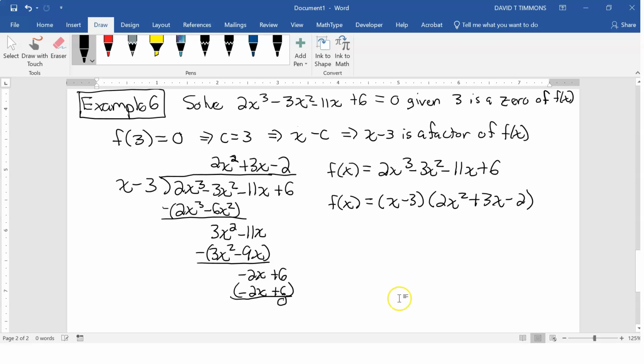Now, what makes these factors 0? Well, this is the original 0 they gave us, correct? When x is 3, this factor is clearly 0. That's one of the roots. But now what we need to do is solve this quadratic equation to find the other two roots.